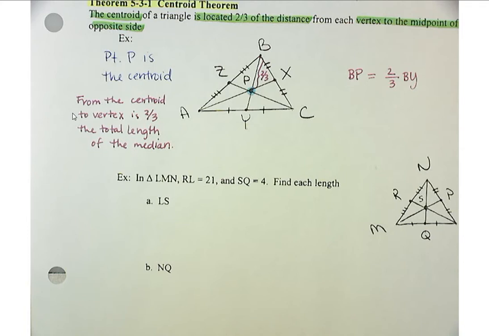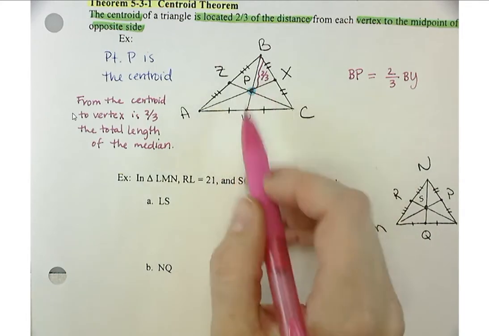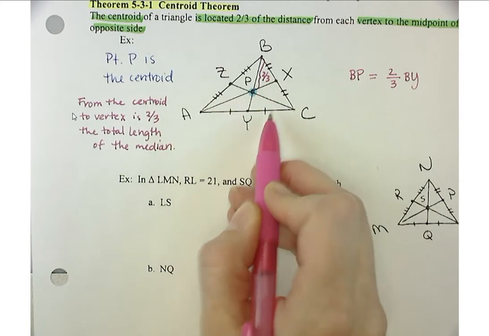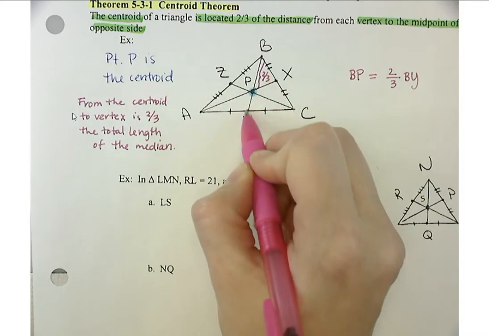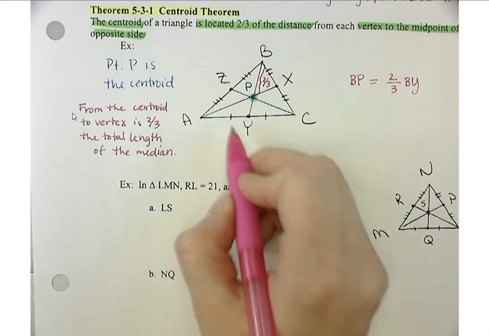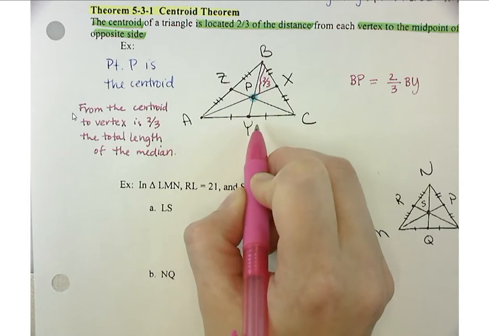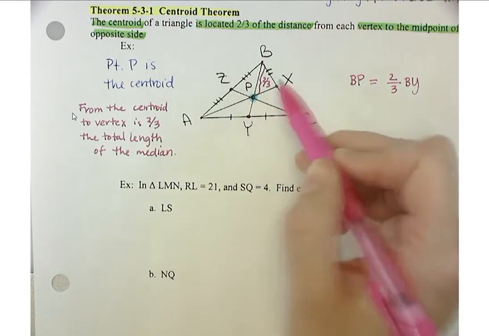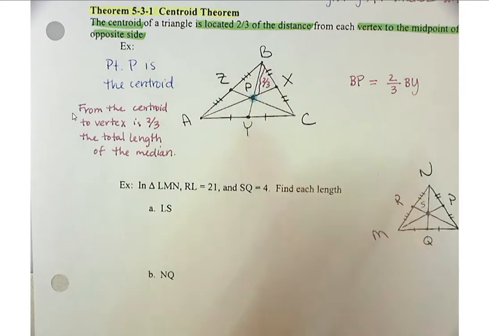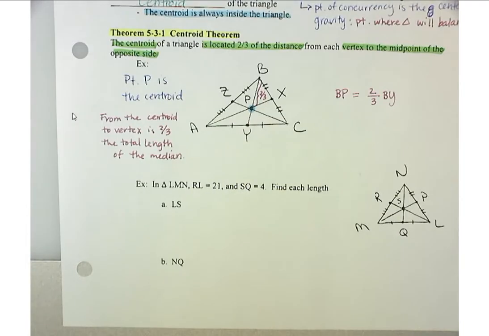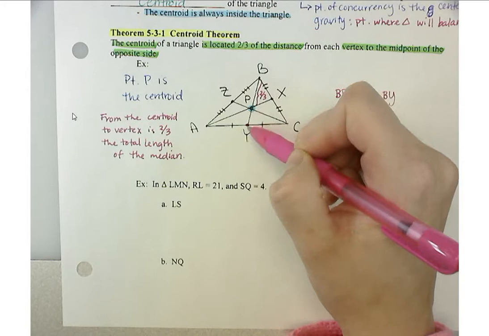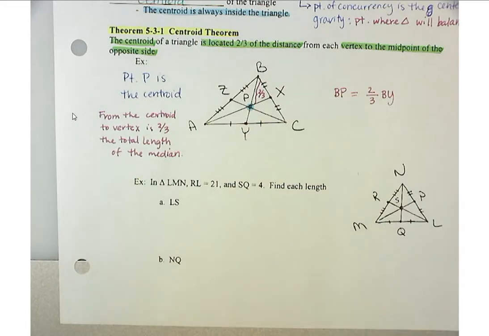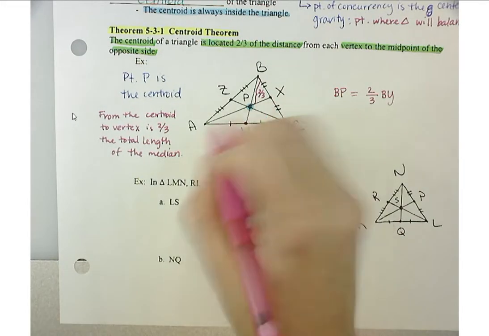Now you can tell that this is a centroid and that these are medians based on these marks. So I know that Y is a midpoint because each of these sides is congruent. I know X is a midpoint because each of these are congruent, and I know Z is a midpoint because each of those two sides are marked as congruent. So to figure out what 2/3 is, if you know the total length, you can multiply that by 2/3. Now that happens with every single one of these.